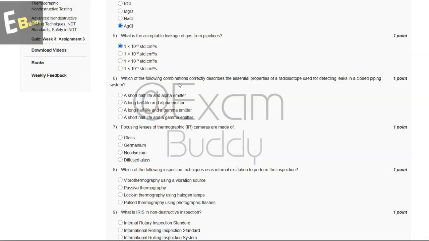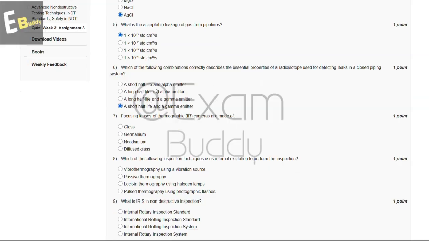Which of the following combinations correctly describes the essential properties of a radioisotope used for detecting leaks in a closed piping system? So these are the options, and the answer of our sixth question is D, a short half-life and a gamma emitter. And now let's go to our question number 7.